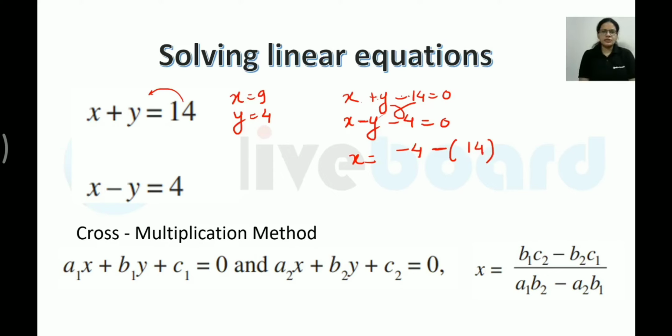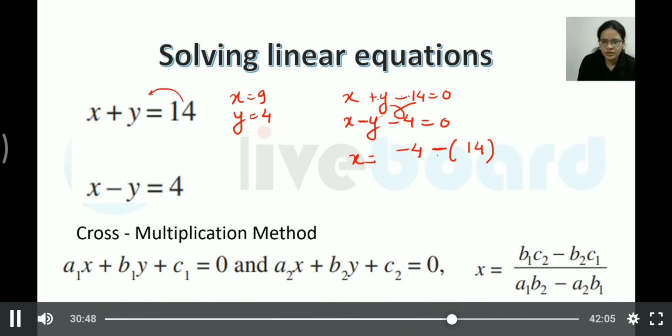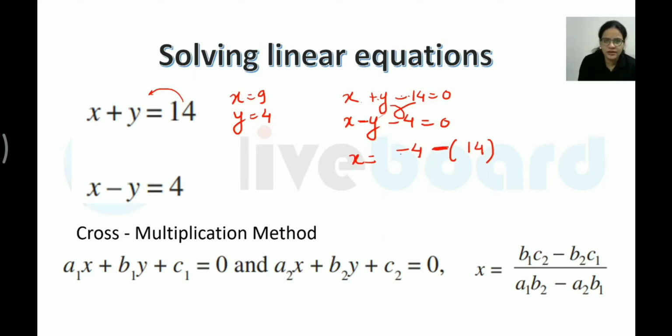Are you getting the numerator? What I have done is multiply these coefficients. 1 into minus 4, that is minus 4. Minus 1 into minus 14, that is positive 14. You have to subtract it from here. And for the denominator, what do you have to write? You have to write the cross products over here.